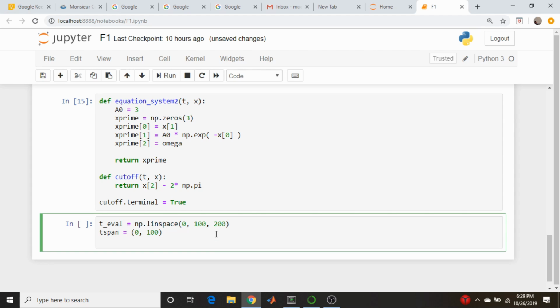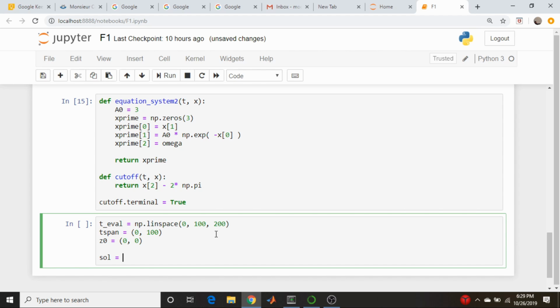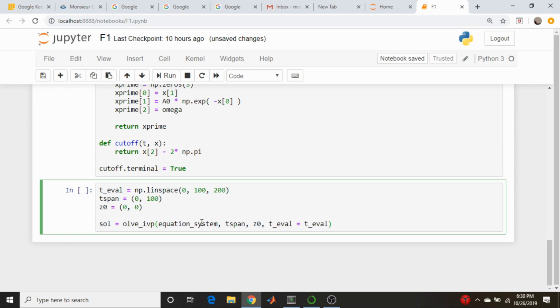So our initial conditions, let's call that z naught again. I think that's what I called it originally. That's going to be 0, 0. And now we're going to call our solver routine. I'm just going to copy and paste from above. So this has to change from equation system to equation systems 2. And now we need to add in the event command. Event equals cutoff. So in principle, if there are no typos or errors, this should just run.